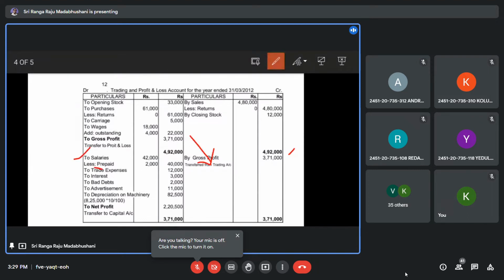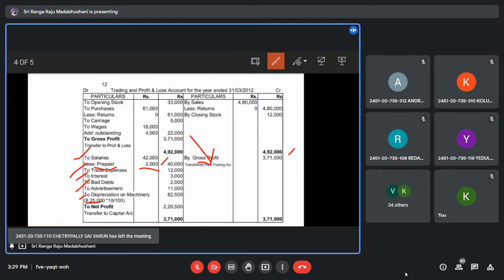There is an adjustment on salaries, prepaid, so subtract, minus. Then interest, bad debts, advertisement. Then from adjustment, depreciation on machinery. So on 8,25,000, 10% comes to 82,500. So here also the credit side is more, the debit side is less. The difference is 2,20,500. That is net profit.